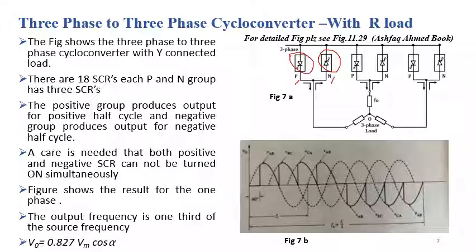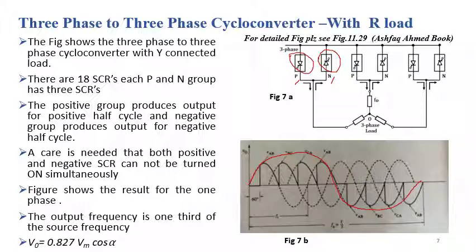So for the positive half cycle of the output voltage, the positive group of SCRs will be active, and for the negative half cycle of the output voltage, the negative group of SCRs will be active. Care is needed that the positive and negative SCR groups cannot be turned on simultaneously. Figure 7b shows the result for one phase of the output voltage. Here the average waveform of the output voltage will be like this.